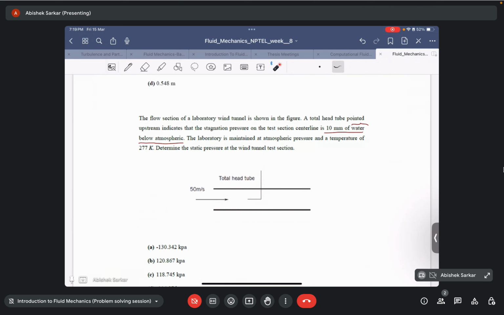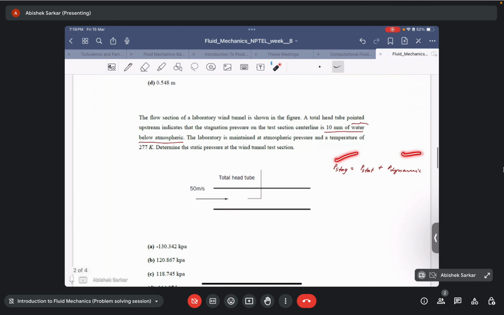Okay, so now since we know the stagnation pressure because we know the water head, and since we know the velocity of the water flowing through this duct, we can easily find the static pressure, because static pressure is basically the difference between the stagnation pressure and the dynamic pressure. Why? Because P stagnation would essentially be P static plus P dynamic. Right, and since both of these are known, we can easily find P static.